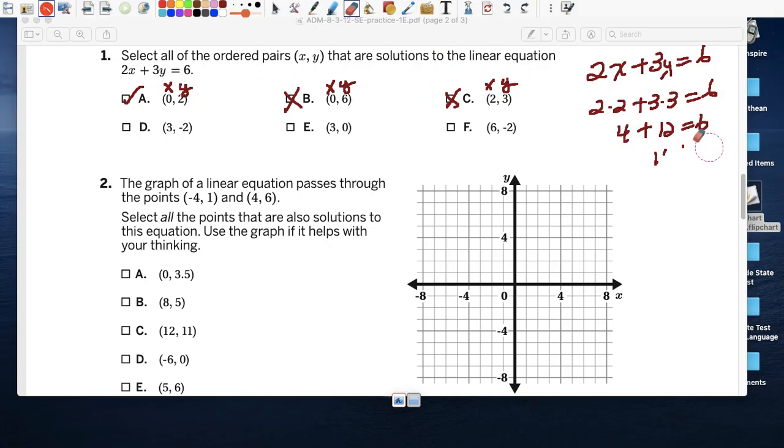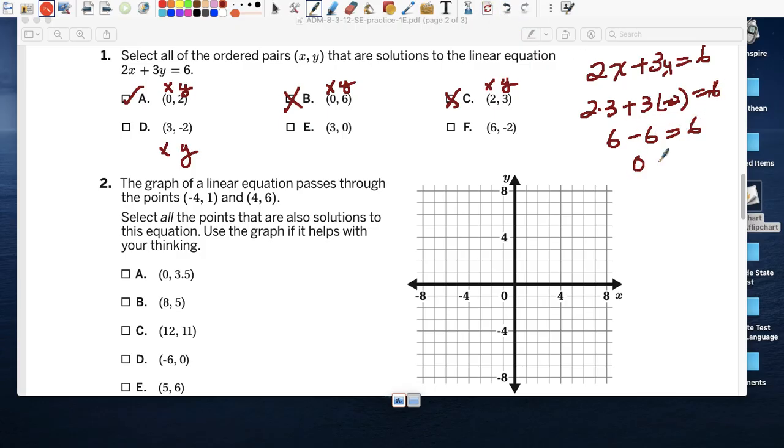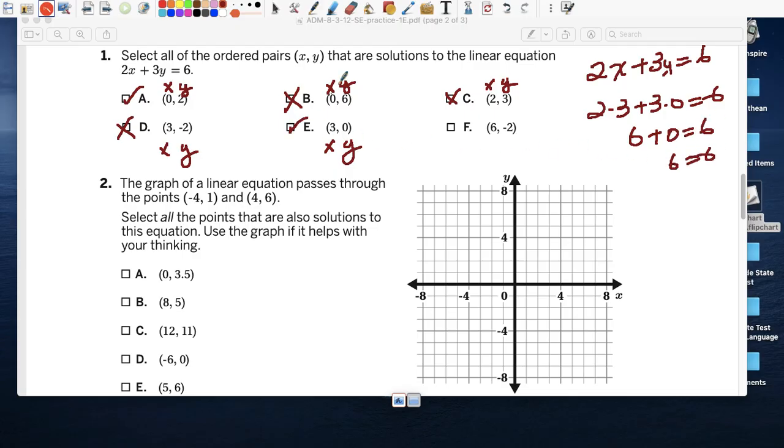Let's try D. D is 2 times 3 plus 3 times negative 2. And let's see if that equals 6. It's not, because it's going to be 6 minus 6, which definitely doesn't equal 6, because that's 0. So this one also doesn't work. 3 and 0. This one looks like it's going to work. X and y, so it's 2 times 3 plus 3 times 0 equals 6. 2 times 3 is 6. 3 times 0 is 0. That's definitely equal to each other, so this one is on the line.